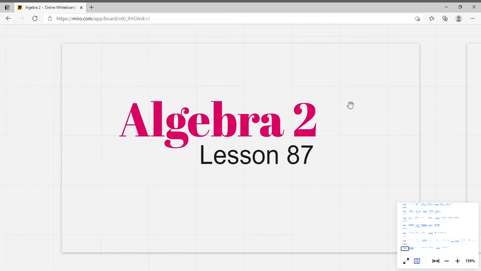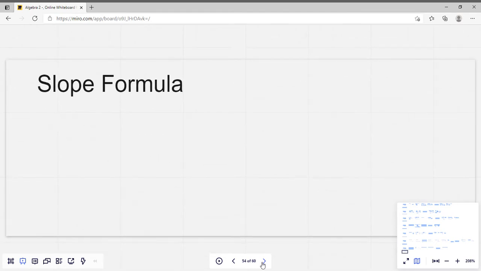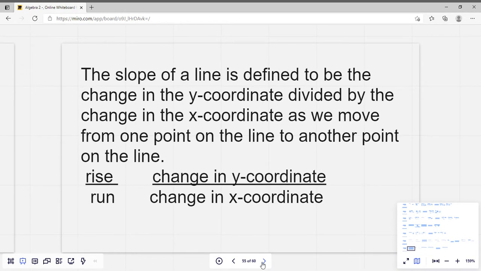This is Algebra 2, Lesson 87, and this lesson covers slope formula. The slope of a line is defined to be the change in y-coordinate divided by the change in the x-coordinate as we move from one point on the line to another point on the line. Basically, it's rise over run. So your change in y over your change in x.